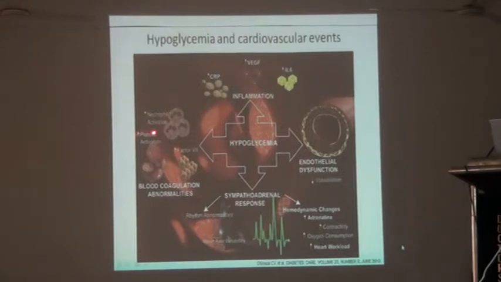Hypoglycemia also increases neutrophil activation, it increases platelet activation and factor 7. So these all go directly into activating the procoagulation pathway, and it can precipitate a clot very quickly. So these are the four arms in this setting of hypoglycemia that can precipitate a cardiovascular event, right? So this is very important.